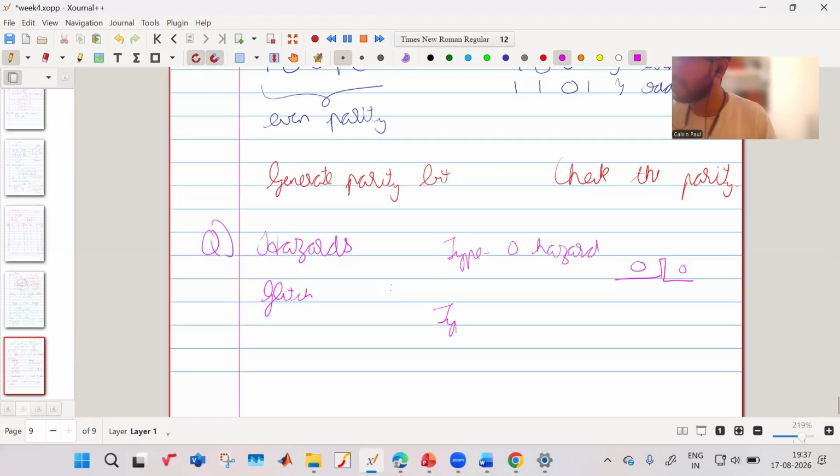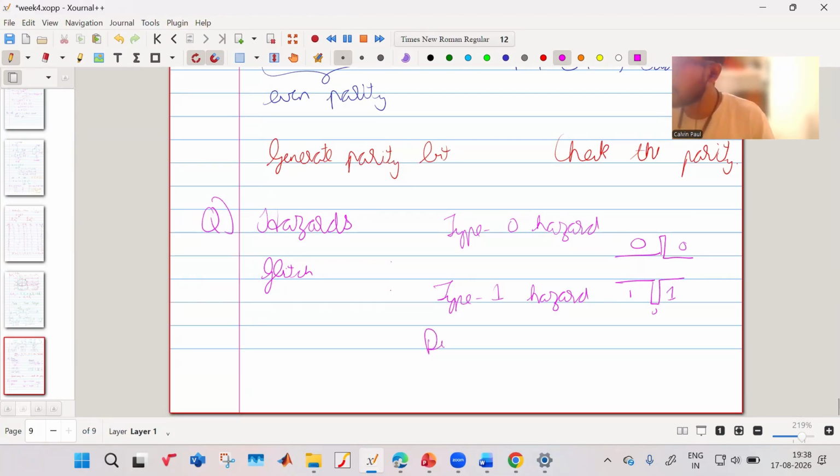Then you have a type 1 hazard. Type 1 hazard is when your output should be 1 only, but suddenly it goes to 0 and goes back to 1. Then there is something known as a dynamic hazard. Dynamic hazard means it goes from 0 to 1, 0, 1, and so on. I think I've written it opposite.